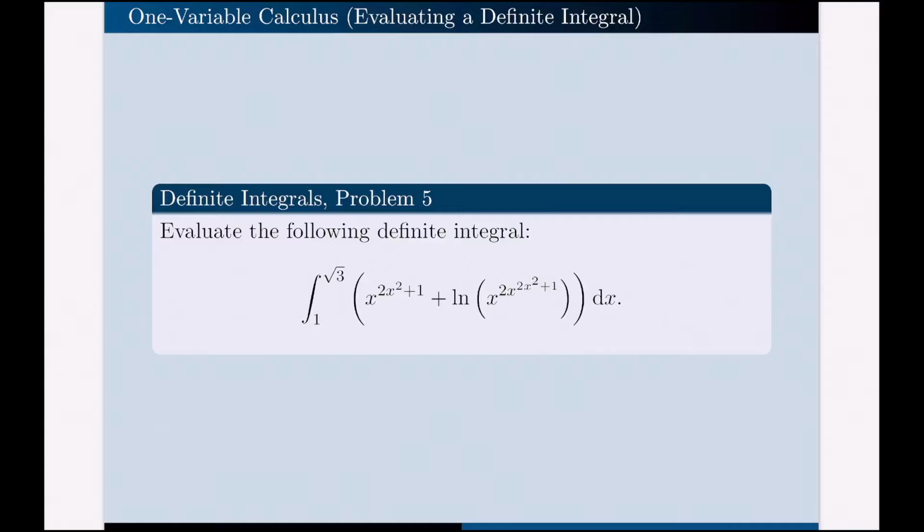Hello, in this video we are going to evaluate a definite integral. Evaluate the following definite integral: the integral from 1 to square root of 3 of x to the power of 2x squared plus 1, plus ln of x to the power of 2x squared plus 1, dx. On the next slide I will give you a hint how to solve the problem. If you don't want to see the hint, pause the video at this point and give it a try yourself.